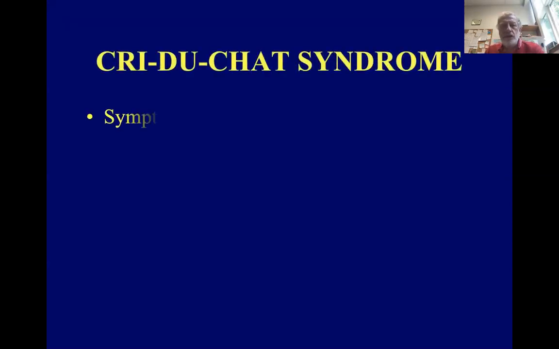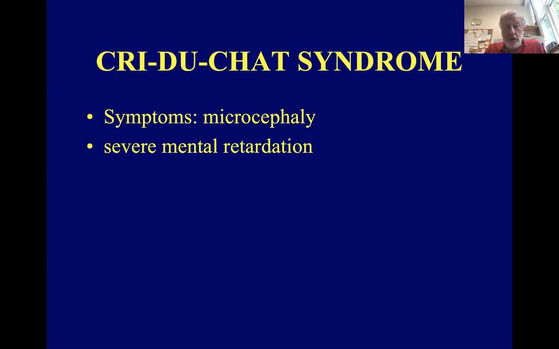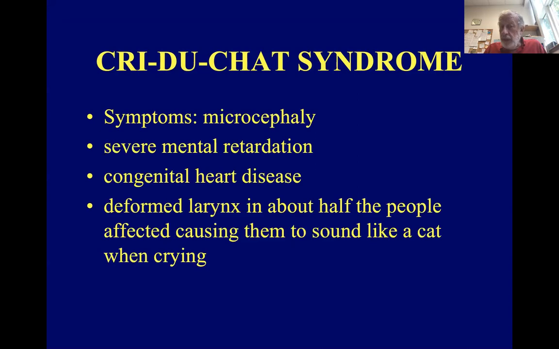So in Cri-du-Chat syndrome, symptoms include microcephaly, that is a smaller than normal head, severe mental retardation, congenital heart disease, and a deformed larynx in about half of the kids that have it, causing them to sound like a cat when crying, and that's what Cri-du-Chat is. It's French for cry of the cat, so it's cry of the cat syndrome.